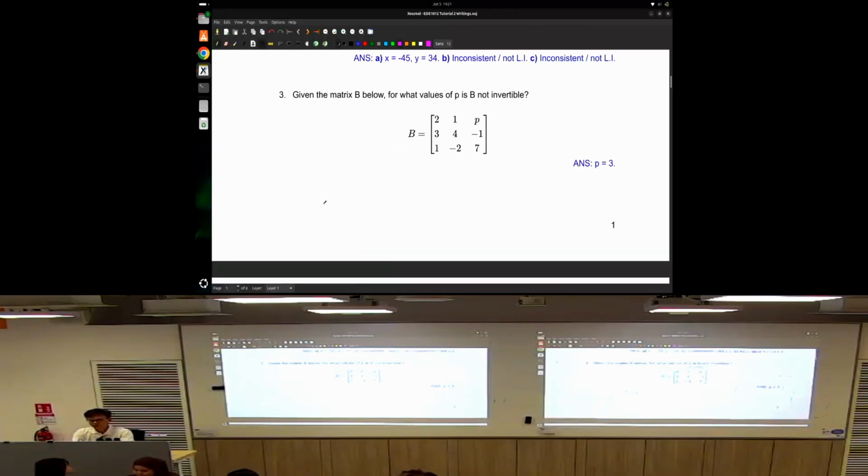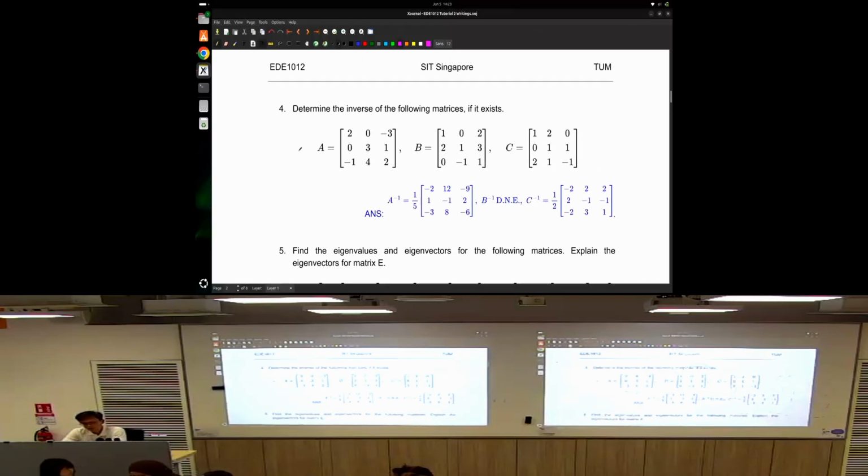Question 3. For what values of P is matrix B not invertible? So you'll get P equals 3 by setting the determinant of matrix B to be 0. You just solve for the determinant of B, put it to be 0, and then solve for P, because it's just one equation, one unknown. Yes, because you want values of P for which B is not invertible. Cannot be inverted means the determinant must be 0. So you should be able to solve for the 3 by 3 matrix determinant. So this one DIY.